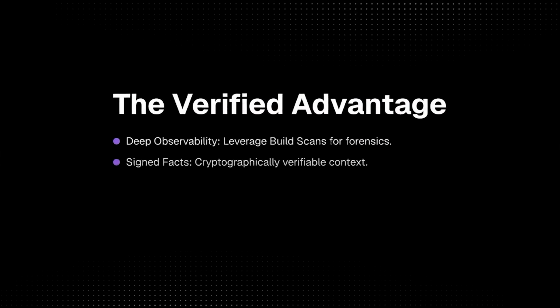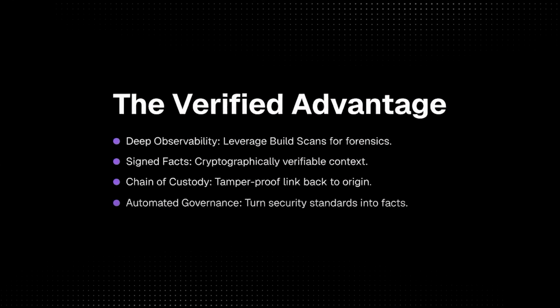To wrap up, securing a build process is about more than just scanning your source code. It's about proving the integrity of the process that created your artifact. By using Develocity Provenance Governor, we move from a world of unverified binaries to a world of verified software. You get deep observability through build scans, cryptographically signed facts, a verifiable chain of custody, and automated governance.